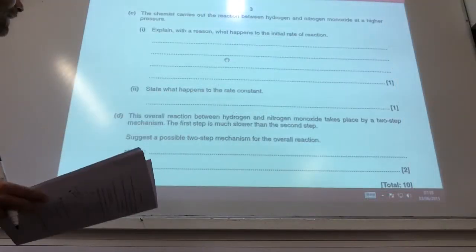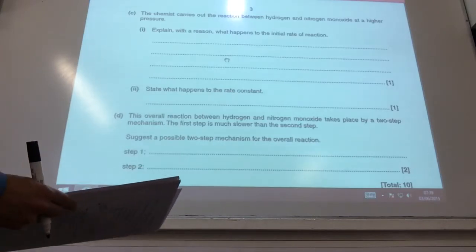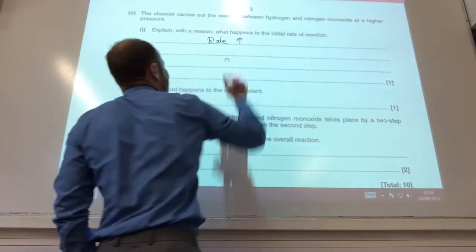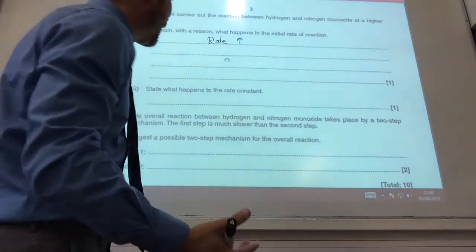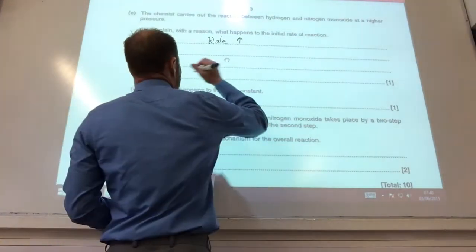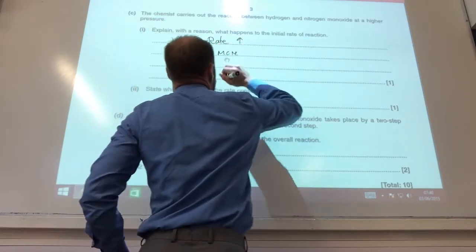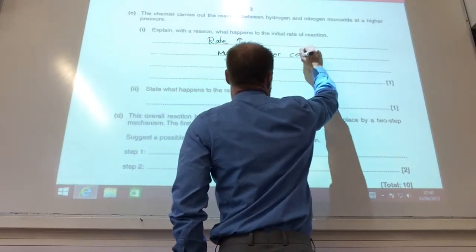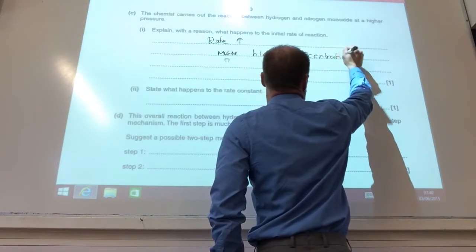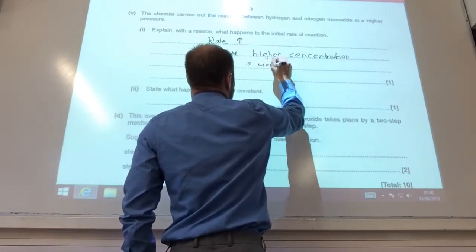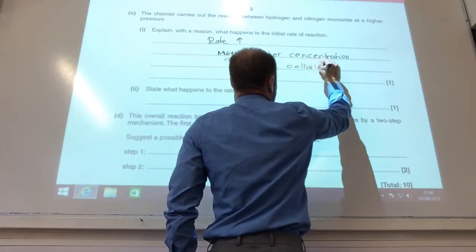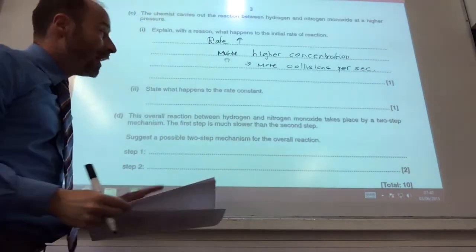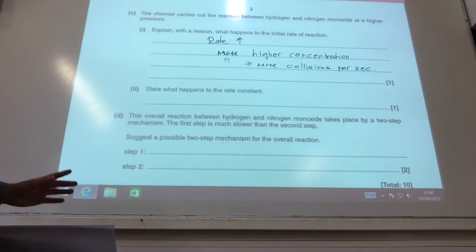Right, okay, so the chemist carries out the reaction between hydrogen and nitrogen oxide at a higher pressure. What happens to the initial rate of reaction? Well, the rate, we know, is going to increase. We should know that from AS. Why is that? Because there's a higher concentration, and therefore more collisions per second. Fascinating. What happens to the rate constant? It doesn't change. The rate constant will not change with pressure.